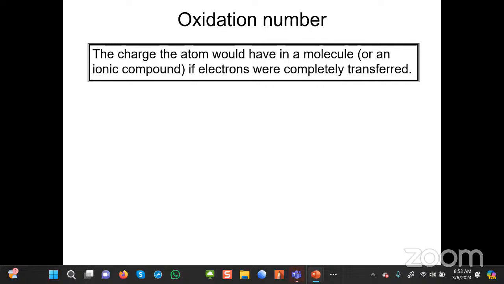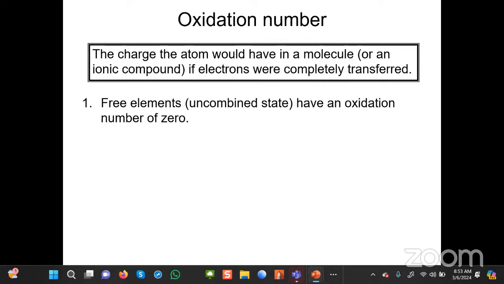So the oxidation number, and if you look in different textbooks, you'll see different definitions. I personally prefer this definition right here. It is the charge the atom would have in a molecule or an ion of compounds if the electrons were completely transferred, all right? So we'll be looking at the different rules for determining the oxidation numbers of different atoms in different substances, right?